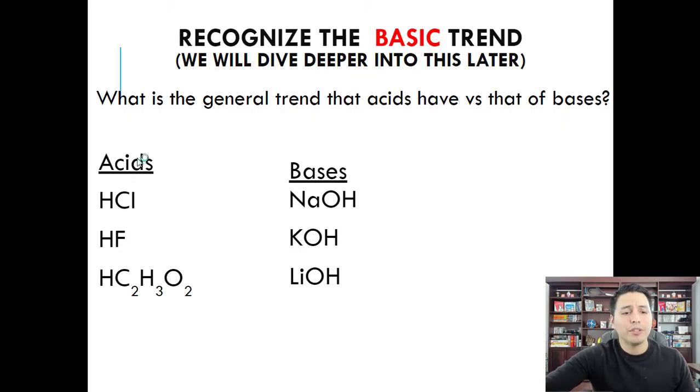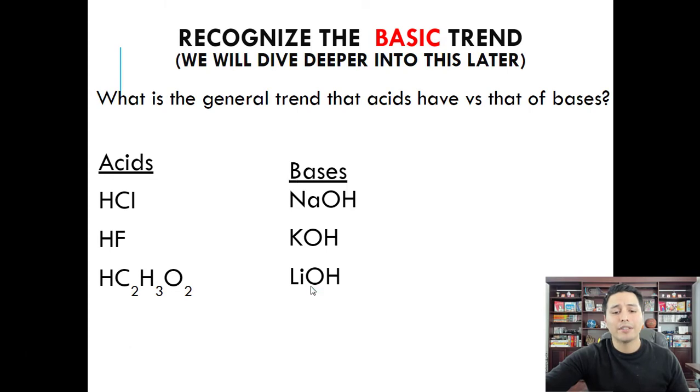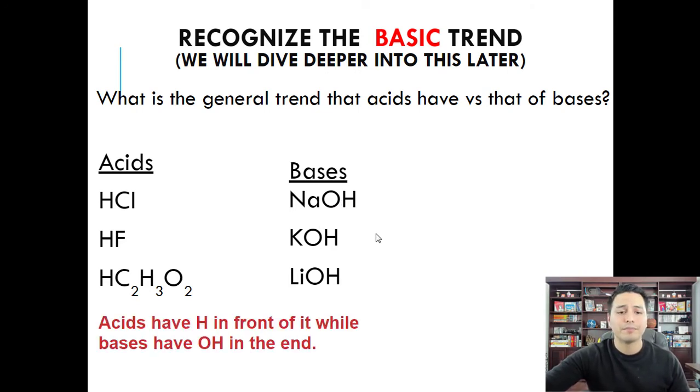All right, so when you look at your acids and you look at your bases, what acids have and bases don't is that all acids have an H in front, while bases all end in OH. So whenever you see an H in front of it, this is going to be an acid, and whenever you see an OH in the end, this is going to be your base. And it's important to understand as you see different molecules and compounds throughout this unit, you're going to see that sometimes there's no H in the beginning or an OH in the end, and that's because we are going to use different definitions to define those.